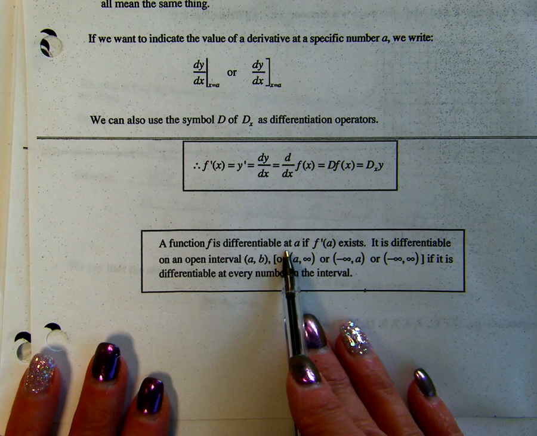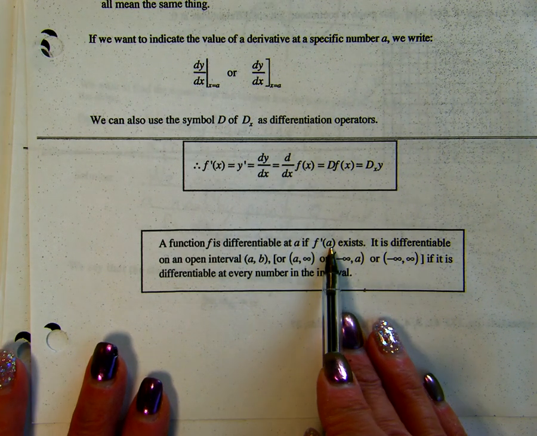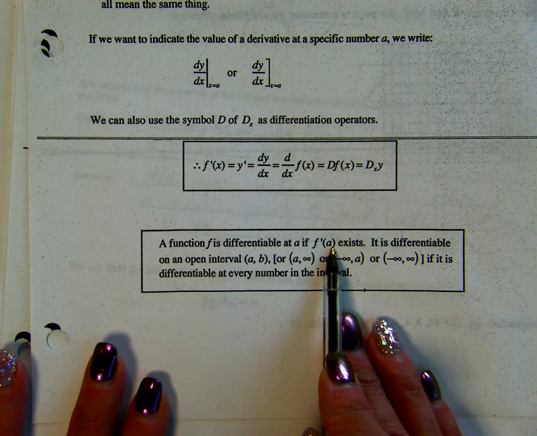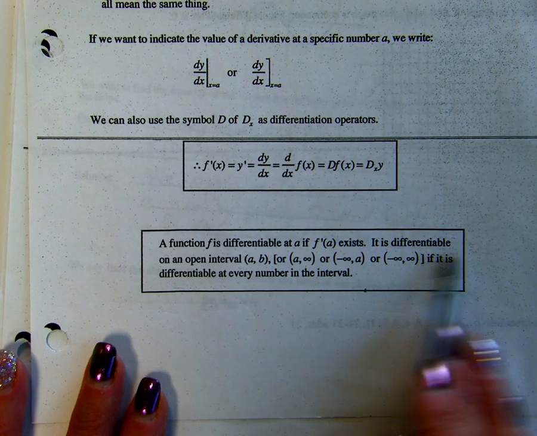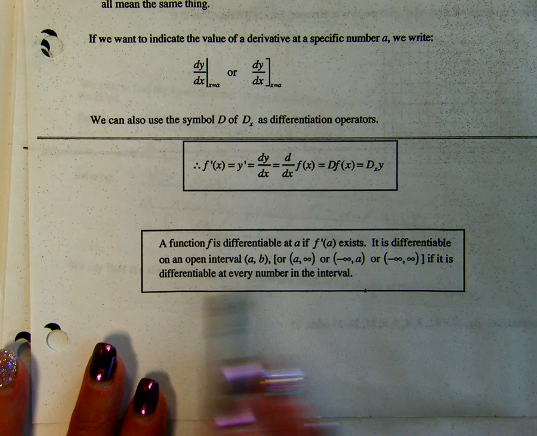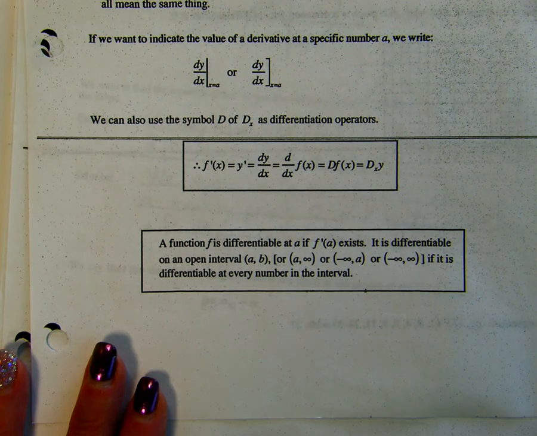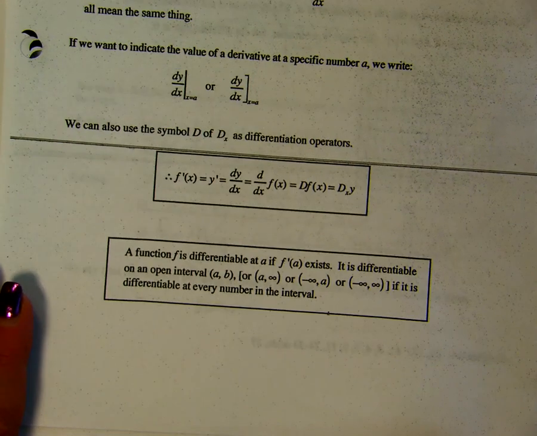A function is differentiable at a if the derivative exists. Remember, the derivative is a limit. That means the left-hand limit has to equal the right-hand limit, and that limit just has to exist. It's differentiable on an open interval (a, b), or all of those, if it's differentiable at every number in the interval. Okay, so for us to say a function's differentiable, it has to be differentiable at every number in that interval.